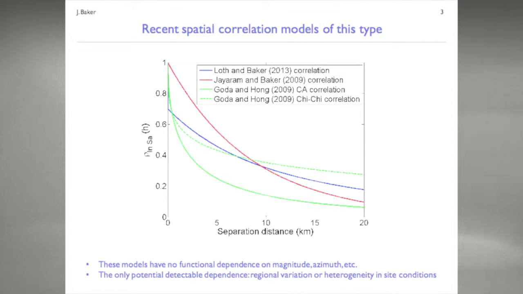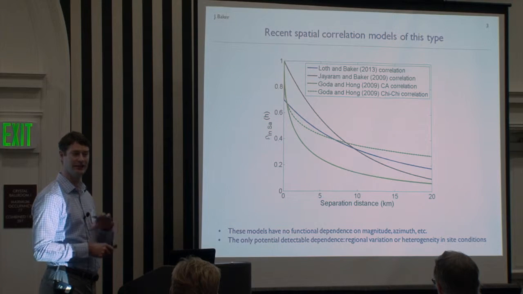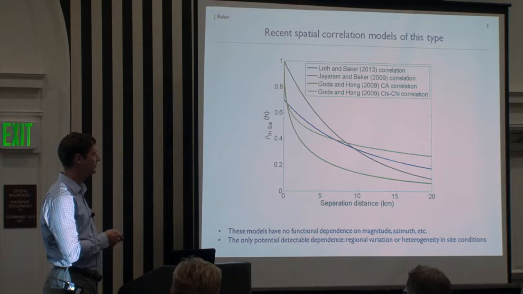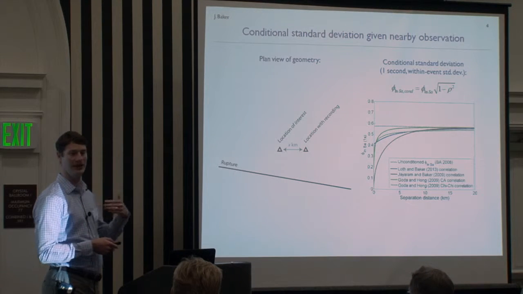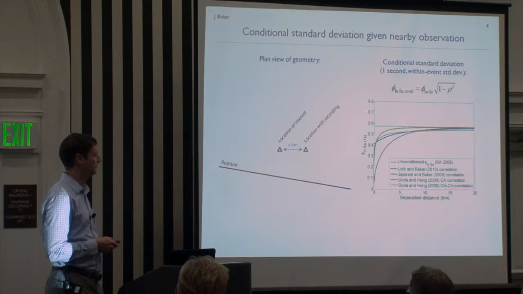In the 2009 paper with JRM, we did note some differences from event to event based on apparent heterogeneity in site conditions, which got mentioned earlier this morning already. I'll show you that a little extra in just a second. So these correlations imply a conditional reduction in standard deviations if you have an observation nearby. So, some quick calculations.